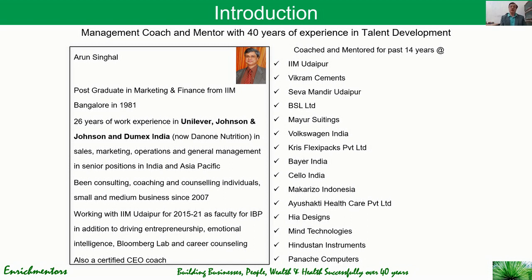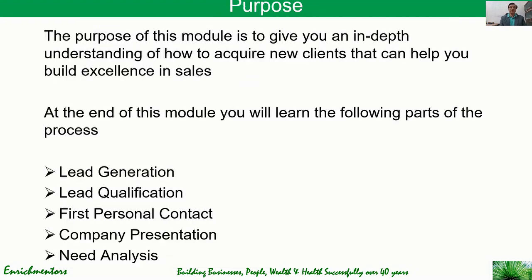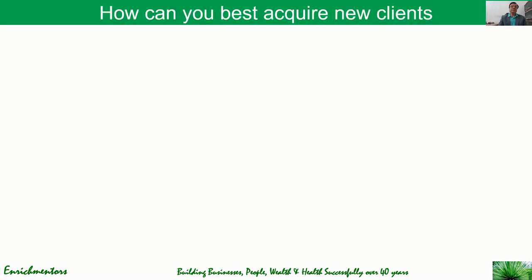So as mentioned, what we are going to do today in this module is get an in-depth understanding of the first five steps of how you can acquire new clients that can help you build excellence in sales. Specifically, we're going to talk about five steps: lead generation, lead qualification, first personal contact, company presentation, and need analysis. So how can you acquire new clients in the best possible way? What are your thoughts?